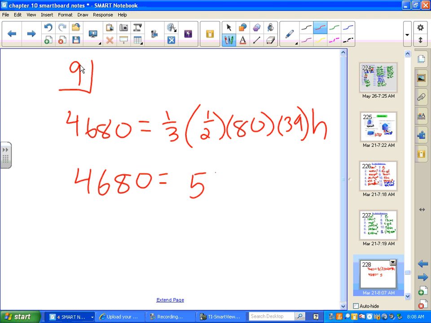Oh, no, wait. It should be 520. Did you put 1/3 in parentheses times 1/2 in parentheses times 80 times 39? There's no way you got a decimal. You put 81. It's 80. Okay? So anyways, if you type the right numbers in, you get 520h. So look how easy this makes it. All you do now is divide both sides by 520, and you get 9. So I highly encourage you to do all this first.